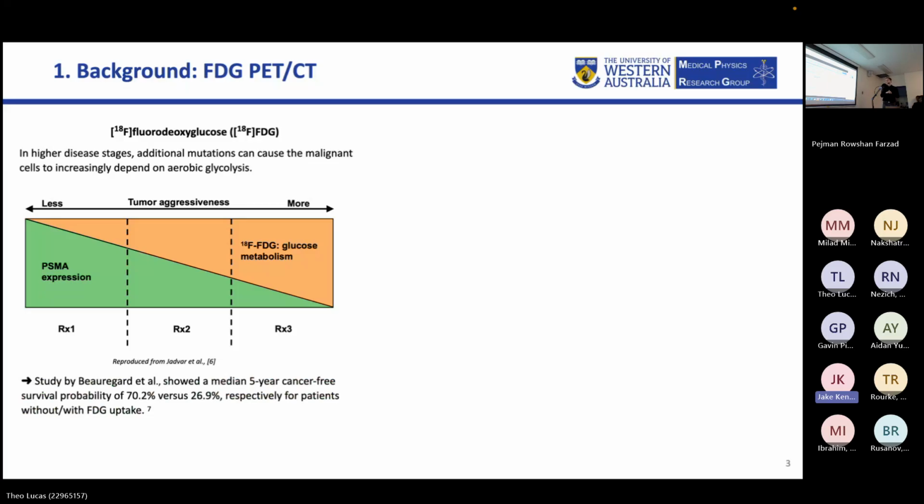And if we think about that, then that means that, and studies are showing that, patients who tend to exhibit FDG uptake compared to those without tend to have worse survival probabilities because it's indicative of a much more aggressive tumor type.